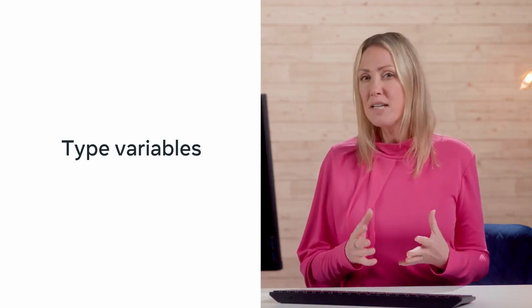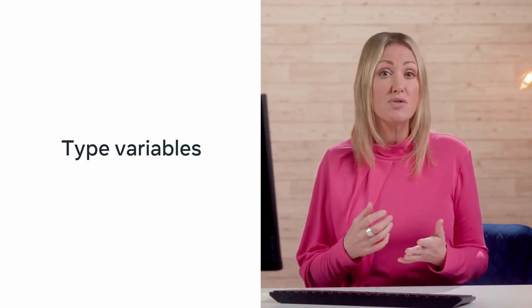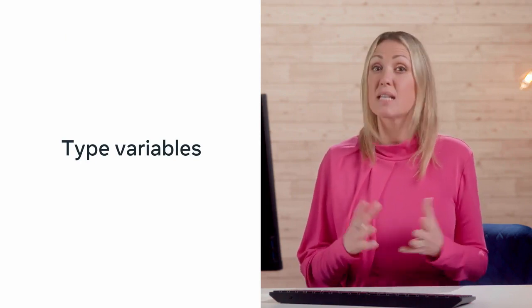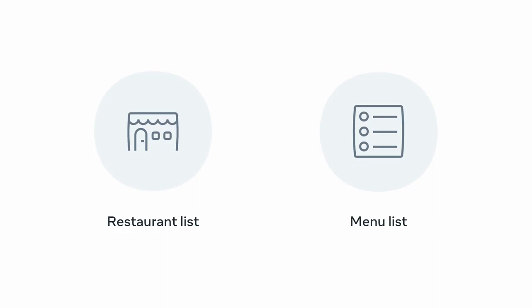In this video, you will learn about generic classes and how they are used in Kotlin. Kotlin is a statically typed language, meaning it infers variable types at compile time. The code you've written so far had predefined type variables such as string, integer, and boolean, or it had a user-defined type such as class and interface. Let's say that you're developing a food ordering app. First, you implement a list of restaurants, and then you implement a list of menu items.